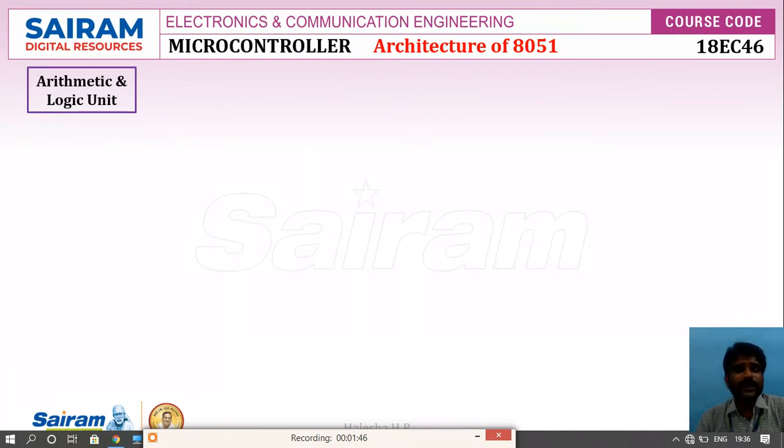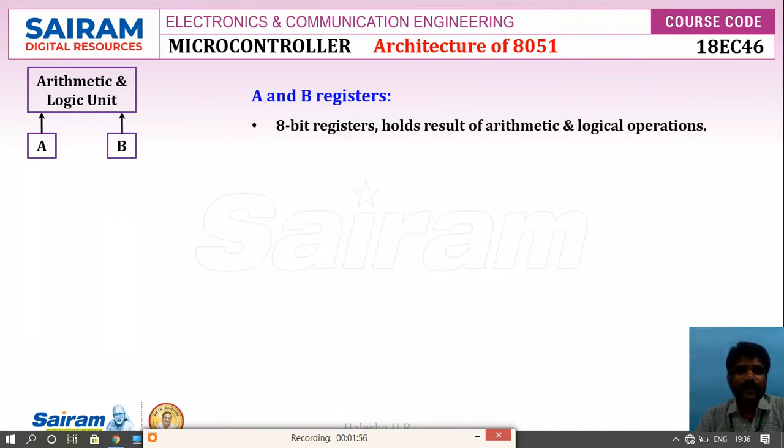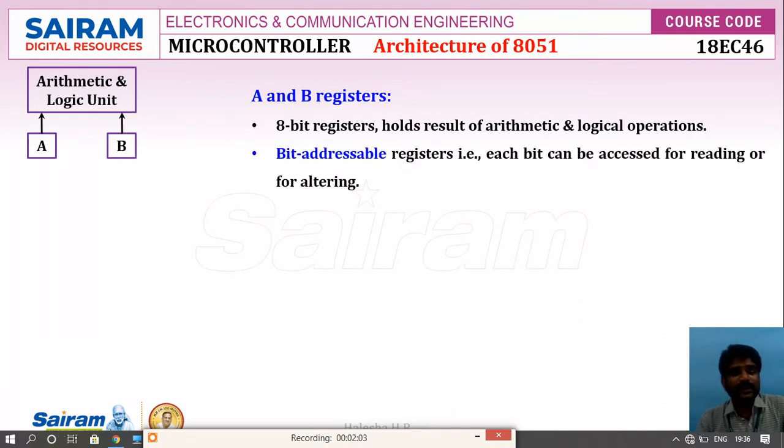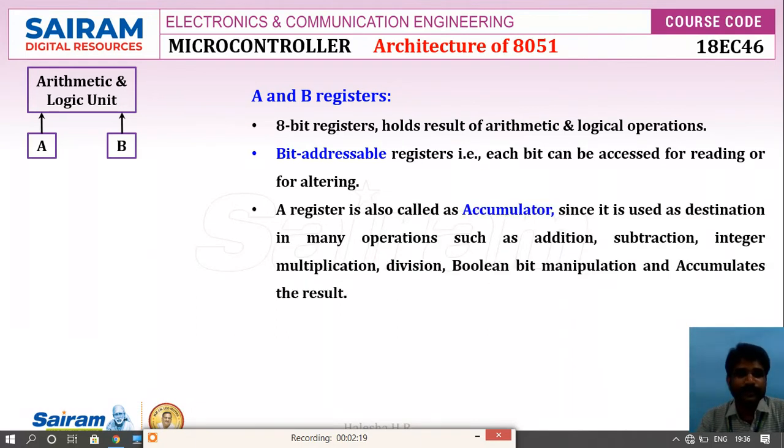And for this ALU we need an input. So those inputs are given through special function registers A and B. Now we'll see what is A and B. A and B are 8-bit registers that hold the result of arithmetic and logical operations. So these registers are bit addressable. That means individual bits can be accessed for reading or altering the data without changing the other bits. Individual bits can be altered. That is called a bit addressable register.